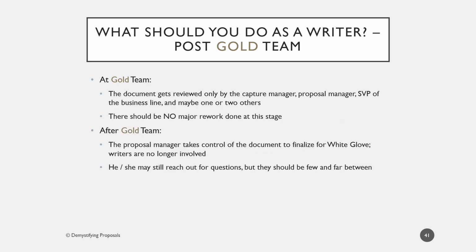So you may remember when we were talking about the overall definitions of the color team reviews, we talked about how at gold team and white glove, the number of people doing reviews gets skinnied down, just like the number of authors gets skinnied down when you get to gold team. Usually the document at this point is only reviewed by the capture manager, the proposal manager, whoever is in charge of the business line, whether that's an SVP, a VP, whatever, and maybe one or two other people, because you do not have time for major rework. And hopefully, if your red team went reasonably well, there's not a need for a major rework. After gold team, the proposal manager will take control of the document to finalize it for white glove. Writers are no longer involved. The proposal manager may still reach out for questions, but hopefully they're few and far between.